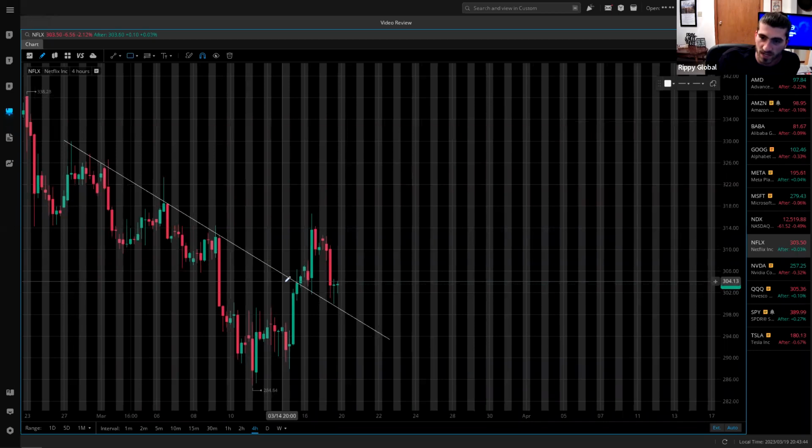If you would have played this reject and tried to get puts, you would have got destroyed if you would have swung that because it broke out heavy. Obviously, it came back down, but you would want to trim or sell the whole position to limit your loss, basically. So now at this point, we're holding the trend on the upside.